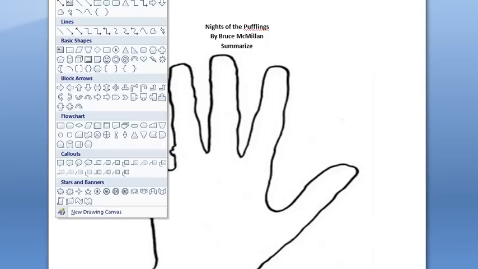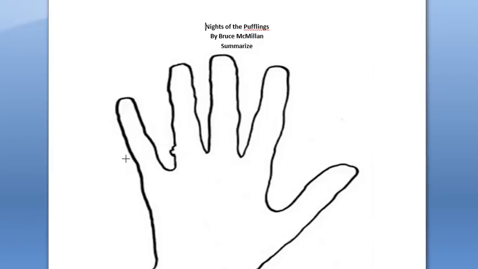Let's start with the who. Our pinky tells us the who. Our who in Knights of the Pufflings is Halla and the other children in the village.